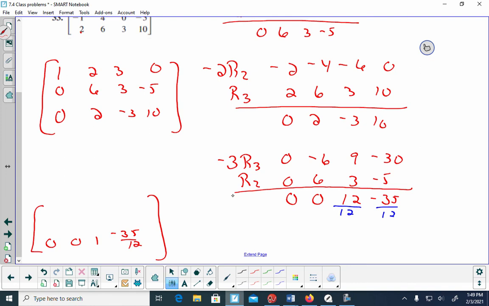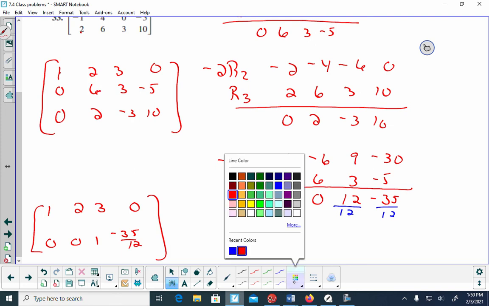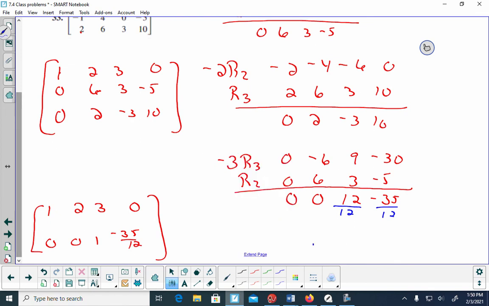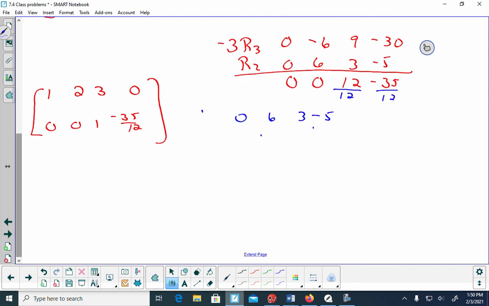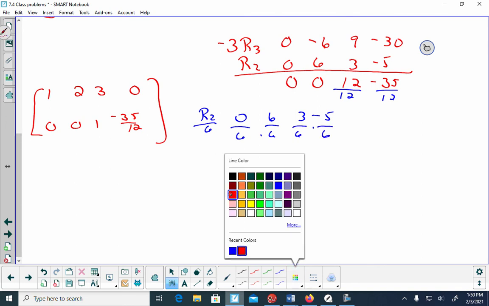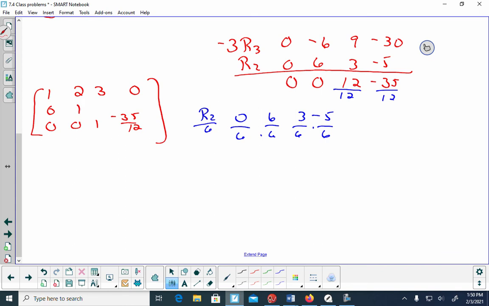So if I want to just put in row echelon form, this lead coefficient is already a 1, so I'm going to leave that the way it is. And then the last thing I have to do is I have to make this 6 a 1. Well, the easiest way to do that is to divide row 2. So if I take my 0, 6, 3, and negative 5, that's my row 2, and I'm dividing everything by 6, then I'm going to end up having 0, 1, 1/2, and negative 5/6.